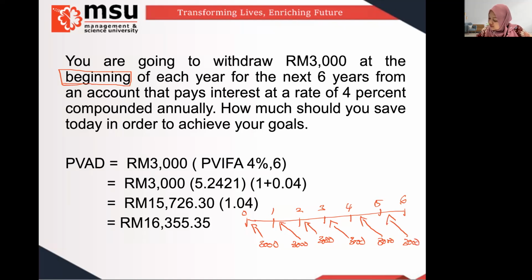So the question asks, how much is the value today? Okay, so how to calculate this? We are referring to this formula: payment multiplied with PVIFA multiplied with 1 plus I. Okay, multiply all these answers.